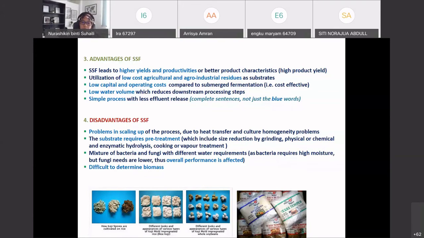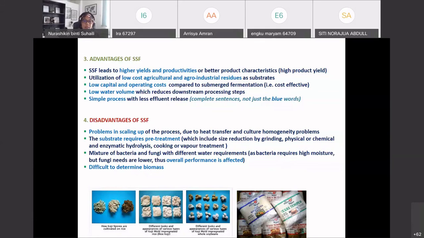So if you want to carry out fermentation in the lab using a mixture of bacteria and fungi, that's the trickiest part. Each of them has its own requirements. And SSF is very synonymous with using a consortium of microbes. So that is one of the disadvantages or challenges facing SSF using a consortium of microbes.